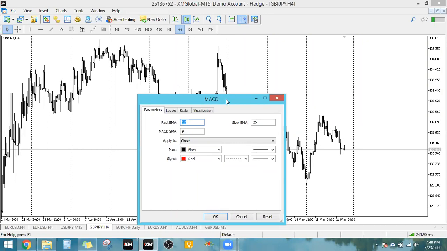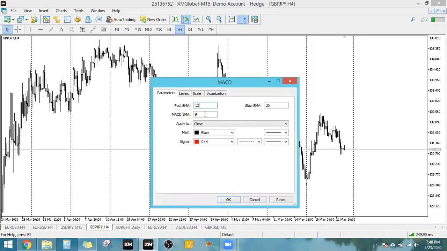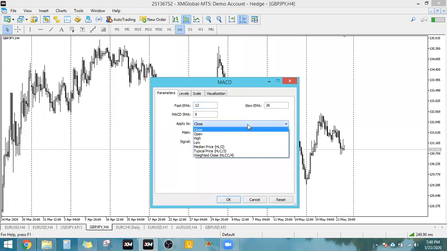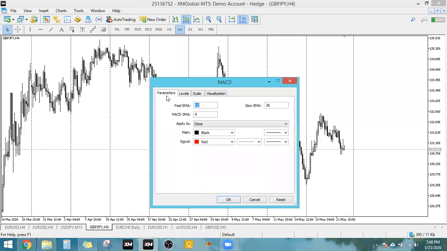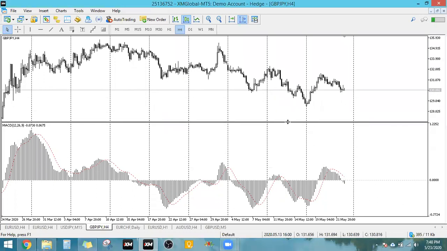Relatively the same, quite similar naman, may kulang lang dito sa MACD sa MT4 and MT5. So yung default settings yan is 12 and 26, tapos meron kang SMA na 9, pero mainly mag-focus lang tayo dito sa 12 and 26 natin. And then from there just apply to close, okay na yan. Tapos wala namang levels na kailangan dyan. And then you click OK. And you'll be able to see some sort of a histogram on your charts.